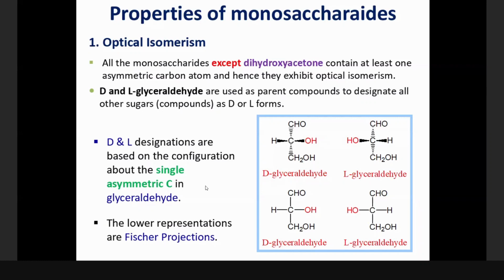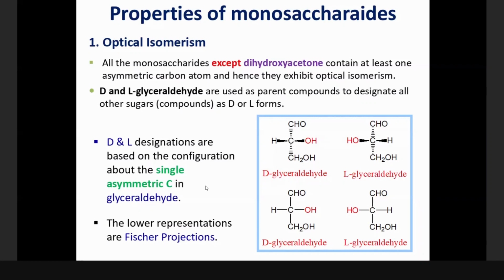D or L forms. In terms of glyceraldehyde, since glyceraldehyde has 3 carbons, the first one is the aldehyde functional group, and the last one is what? The terminal alcohol. Now, the second carbon, which binds to the aldehyde functional group and the terminal alcohol, is an asymmetric carbon, which binds with the OH, the hydrogen, the aldehyde functional group, and the terminal carbon. All of them differ from each other. And this carbon is an asymmetric carbon.